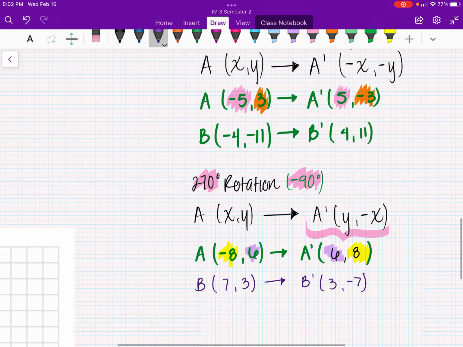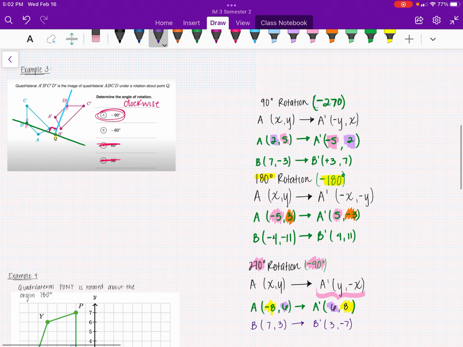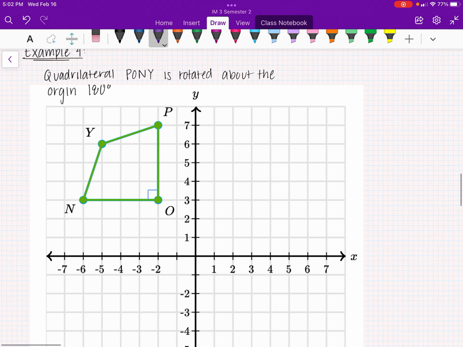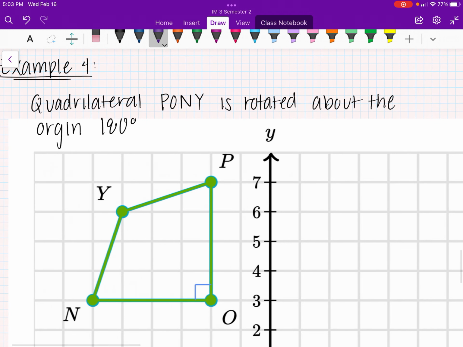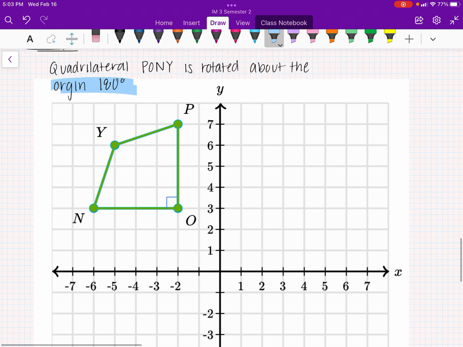All right. So with knowing this, we're going to go ahead and do this example here. Now, in this case, they're telling us that we have a quadrilateral PONY, or pony, that is rotated about the origin 180 degrees. So they're telling us our rotation in this case, guys, is 180 degrees, and it is being rotated about the origin.